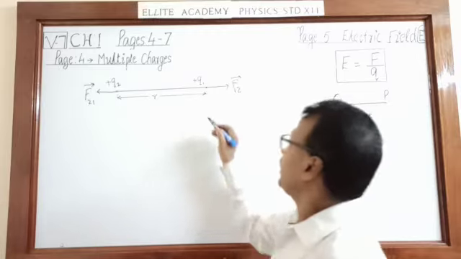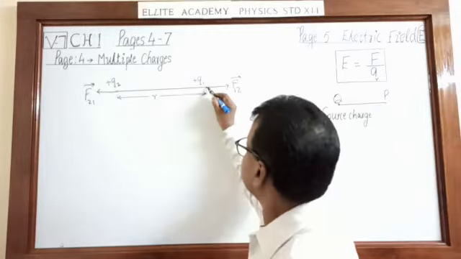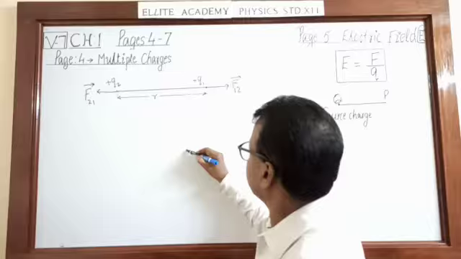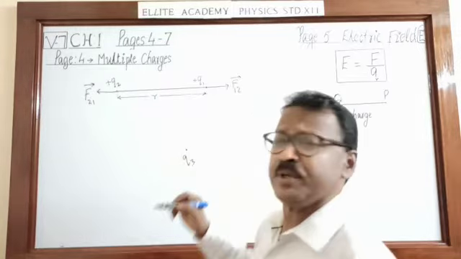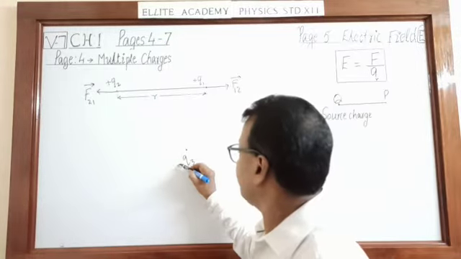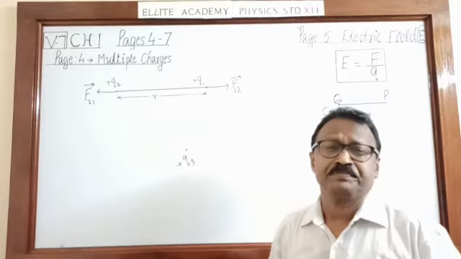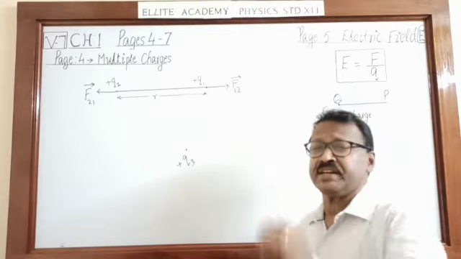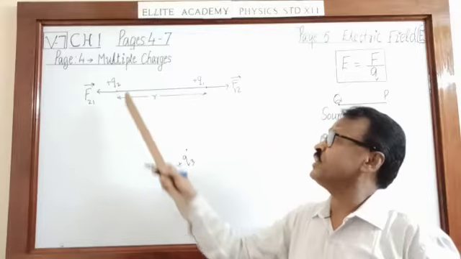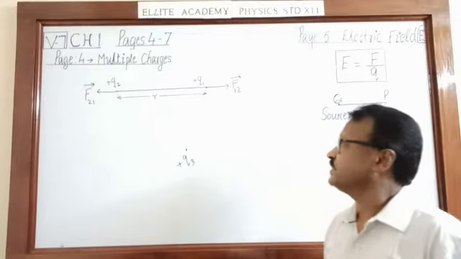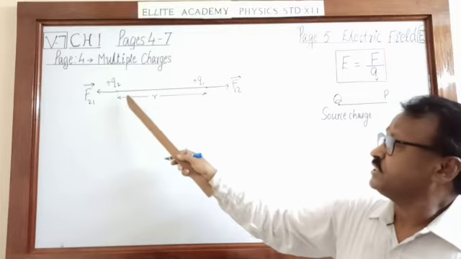Now, let me consider another charge, let us say Q3. Q3 may be positive or negative, let us say positive, placed nearby. Now, I am having 3 charges, I say multiple charges. We want to discuss what is the effect. So, let us see the situation.